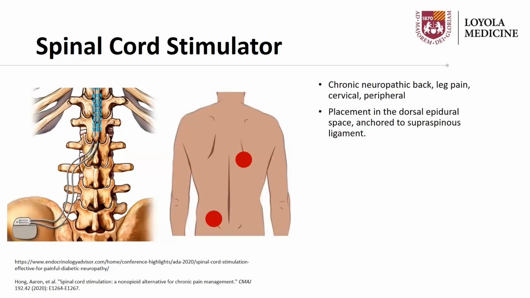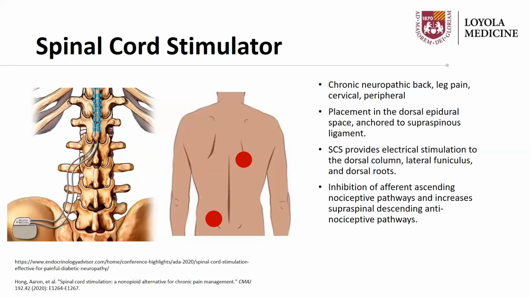So this device has single or multiple leads containing electrodes that are placed in the dorsal epidural space. And the location, the level, of course, depends on the region that is causing the pain. The leads are then anchored to the supraspinous ligament and then tunneled subcutaneously and connected to the pulse generator, which provides power to the spinal cord leads.